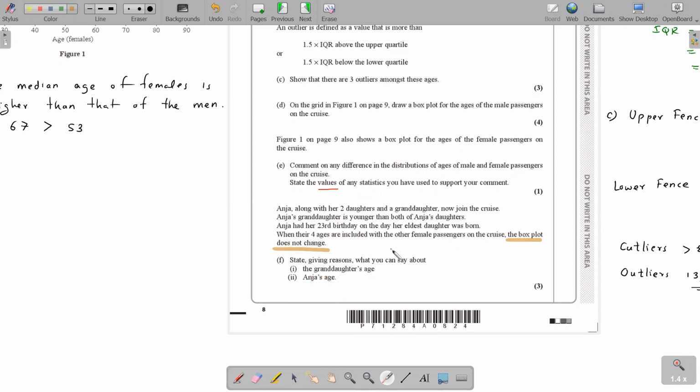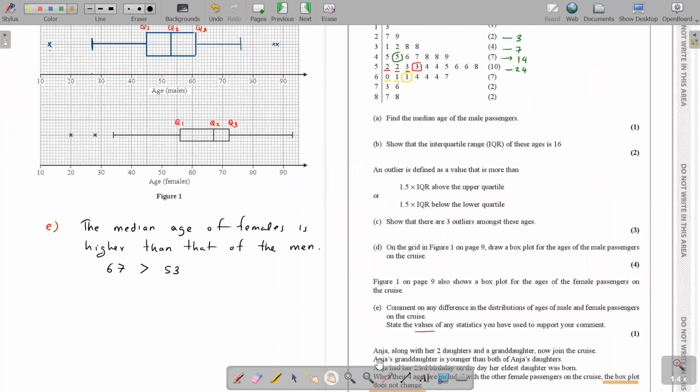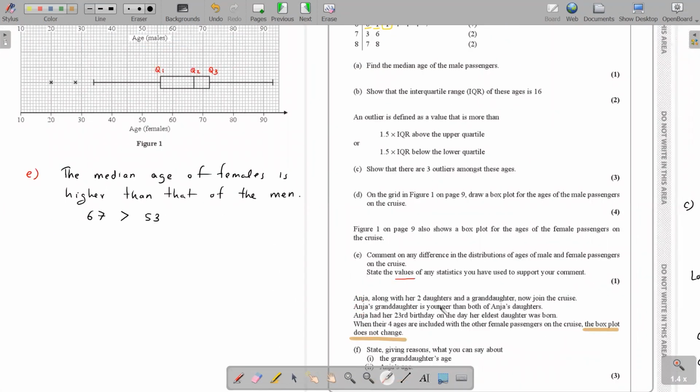Another thing is there are 4 passengers who are joining the cruise, isn't it? Previously we had this female box plot. Do you see the female box plot here? This was given for the females who were on this cruise. Now they are adding 4 new additional passengers: Anja, her 2 daughters and her granddaughter. So there are 4 new female passengers. When they join this cruise, their ages also get added to the list. When they add it to the list, they are saying that there is absolutely no difference in this box plot. So now you need to think, how come there is no difference?